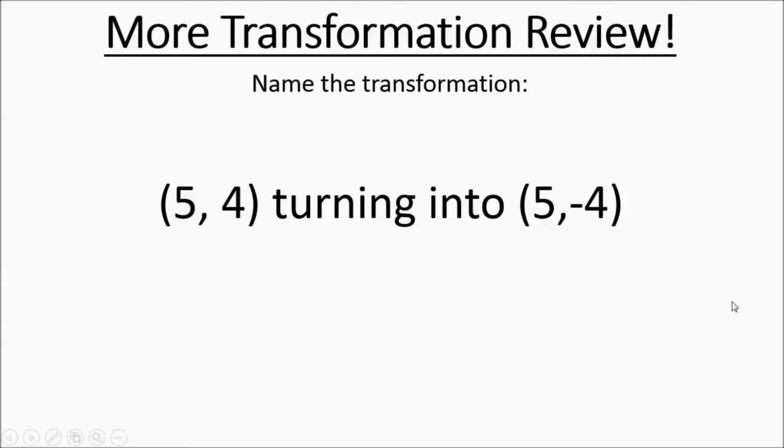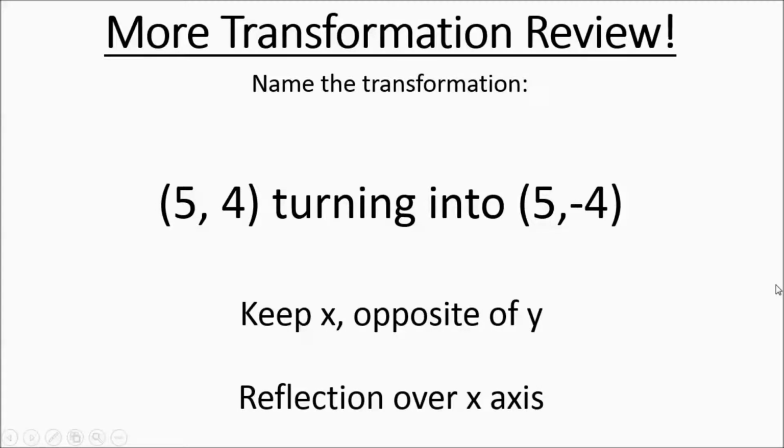Now we have 5, 4 turning into 5, negative 4. The 5 stayed exactly where it is. We took the opposite of the y value. The 4 turned into a negative 4. So when you keep the x, you're reflecting over the x-axis.